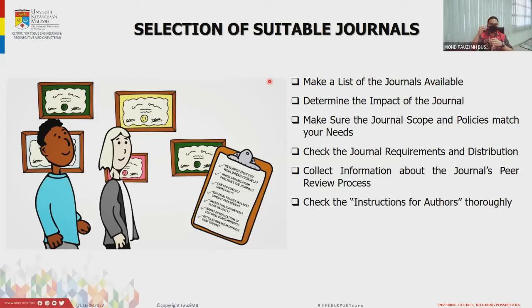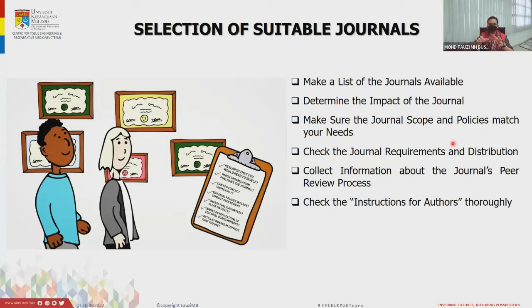So try to read more papers from the references. You may find a bundle or list of potential journals. Try to make a list and then determine the impact of the journal and the publisher behind that journal. Make sure the journal scope and policies really match your needs for that paper, and check the journal requirements and distribution. You may need to dig a little, to see how the peer review evaluation is done in that particular journal. If you see that it is suitable, you could submit your paper to that journal.